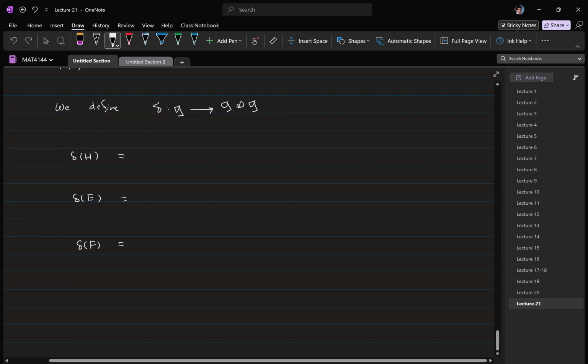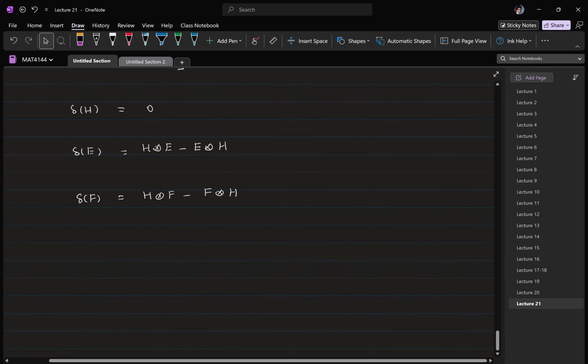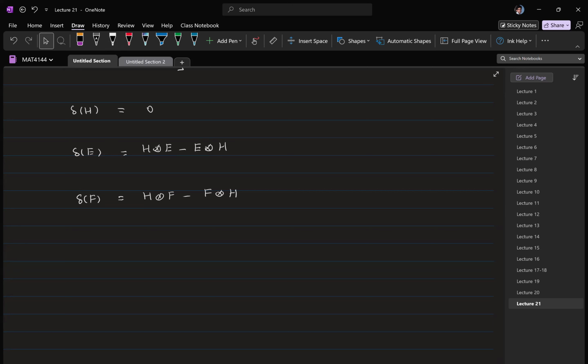So I set delta of H to be 0, delta of E to be H tensor E minus E tensor H, and delta of F to be H tensor F minus F tensor H. Okay. So now we can try to see what really this delta star was, what Lie bracket it was.